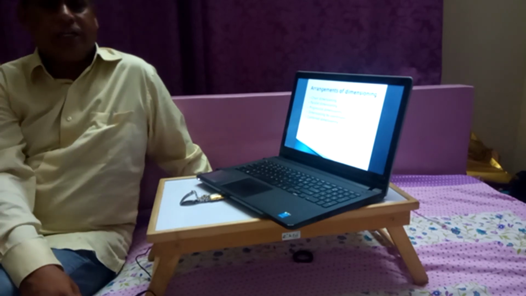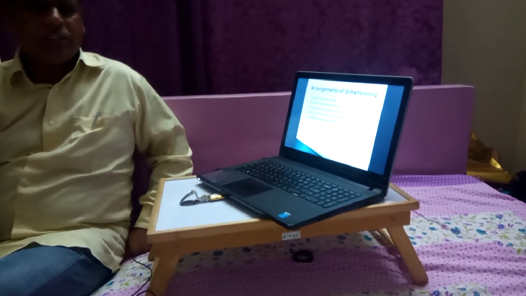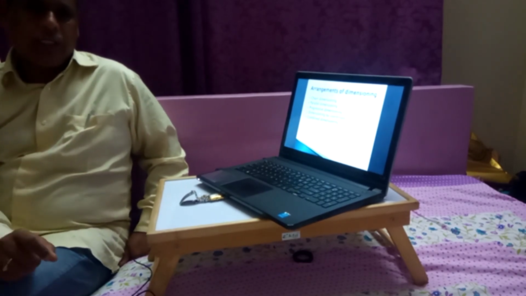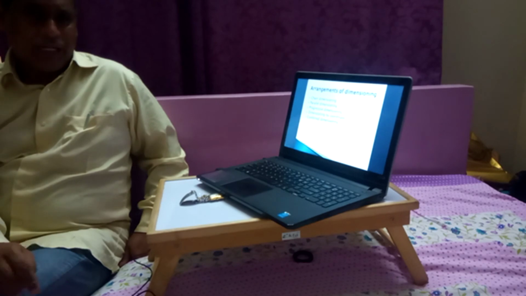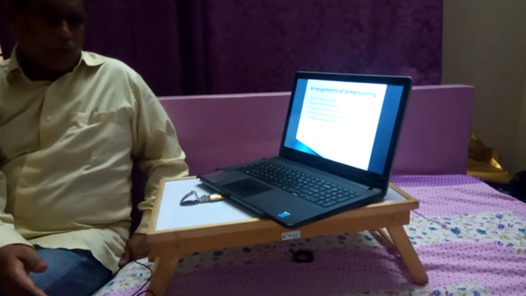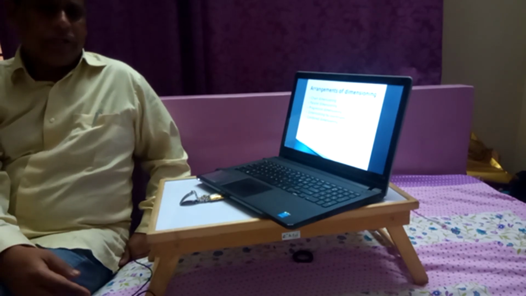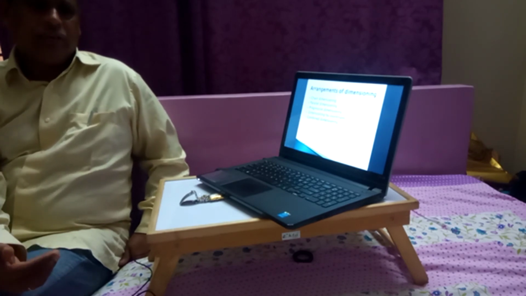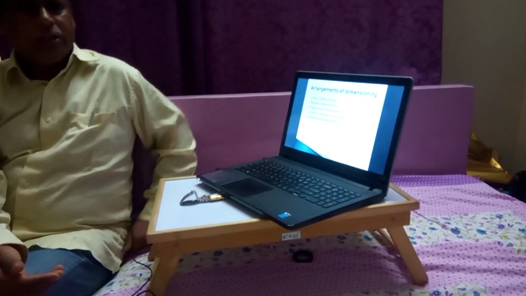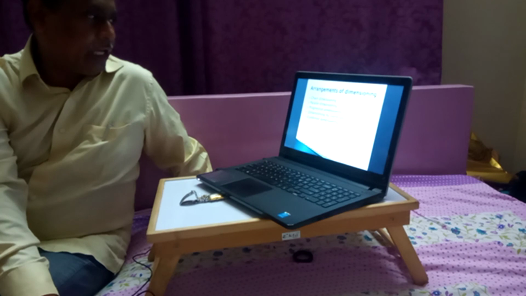So there are different types of arrangement of dimensioning. We arrange the dimensions of each part in a chain or parallel or progressive or by coordinate system or sometimes a combined system. Depending upon the convenience, depending upon the drawing, we use these types of arrangements.